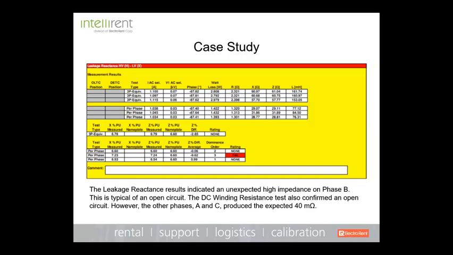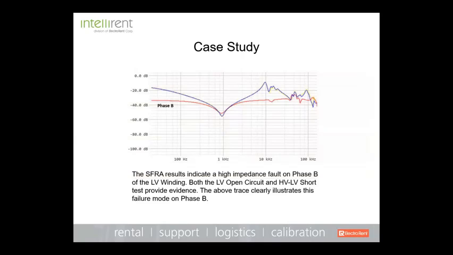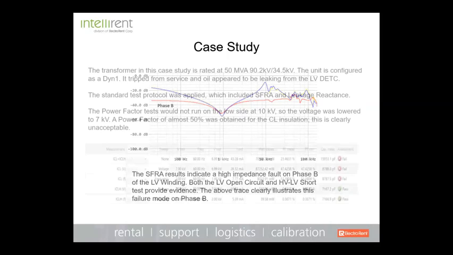But what's interesting here is that when we did that, phases A and C produced an expected result in terms of the winding resistance itself. So we've kind of honed in. Well, we go a little bit further and we look at our SFRA test, and this is really the tell-all right here. They indicate a high impedance fault on phase B of the low voltage winding. And remember what I mentioned before, both the low voltage open circuit and the high voltage to low voltage short circuit test provide this evidence. So this trace right here clearly illustrates a failure mode on phase B.